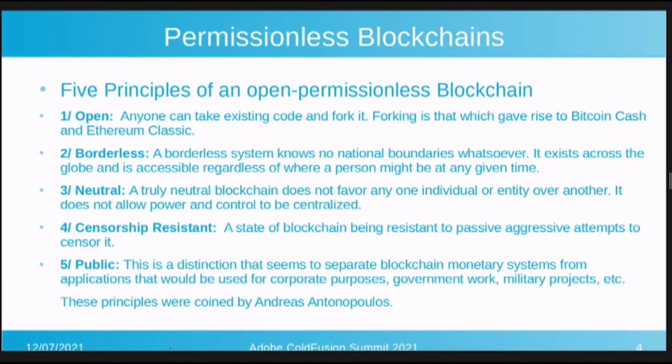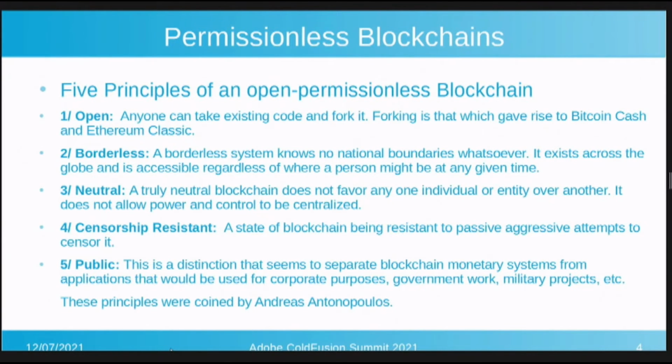So let me finish this off. Censorship resistant. This is point 4. A state of blockchain being resistant to passive aggressive attempts to censor it. That's really important too. That's another one of the reasons why Bitcoin, Ethereum, and a lot of other blockchains are not going away.